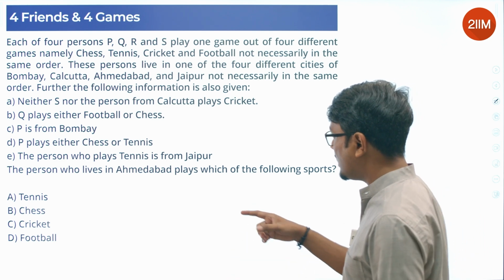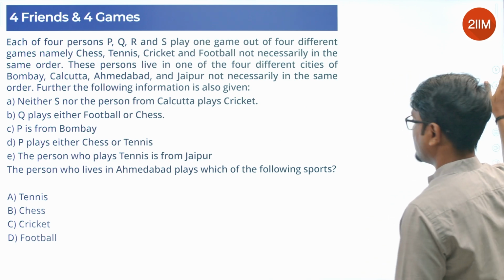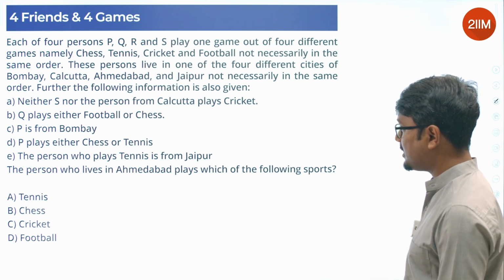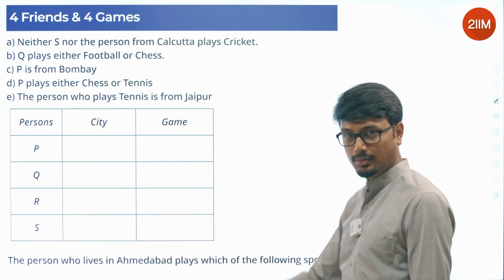Okay, so we have more conditions based on P. We'll solve it. We'll check with the answer. What is the question? The person who lives in Ahmedabad plays which of the following sport? We'll check it out. So we got the data. We'll sort it out.